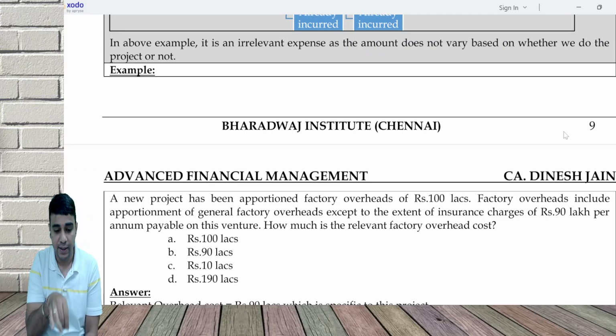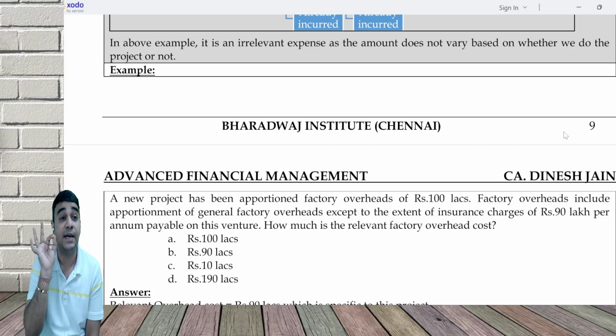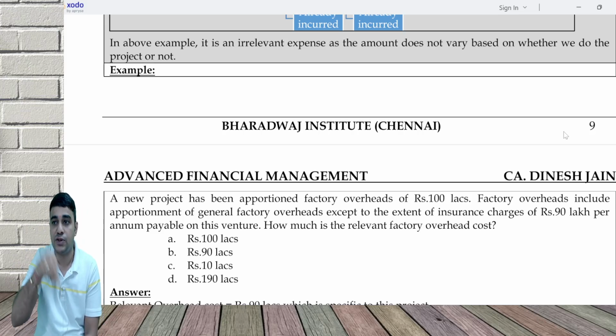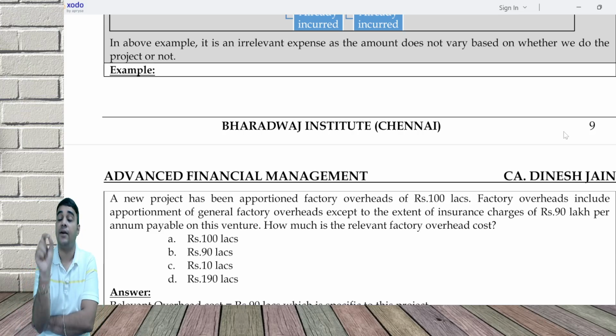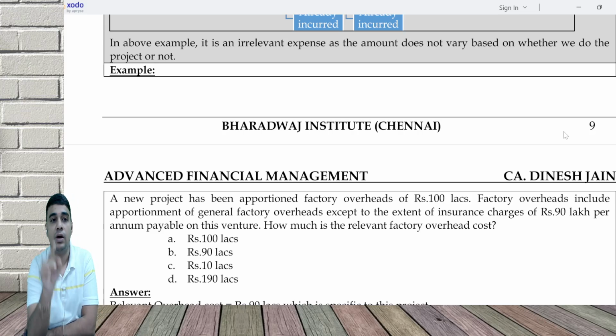A new project has been apportioned, I'll tell you, our classes have been apportioned electricity cost of 100 lakh. Factory overheads include apportionment of general factory overhead, except to the extent of insurance charge of 90 lakh payable on this venture. That is because of this class, there is something extra happening. How much got distributed? 100 lakh. If you just stop at this, then zero is the relevant cost. Except to the extent of what? Insurance charge of 90 lakh payable on this venture.